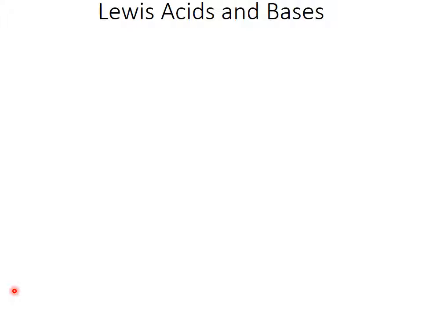Lewis acid and base theory is the most versatile theory of acid and base chemistry that we have, and it has predictive power for a huge variety of reactions. But to understand where it comes from, we need to know a little more about the history of acid and base theory.